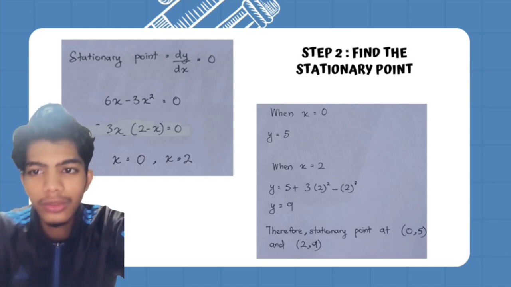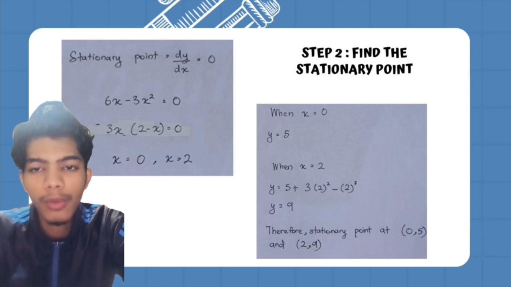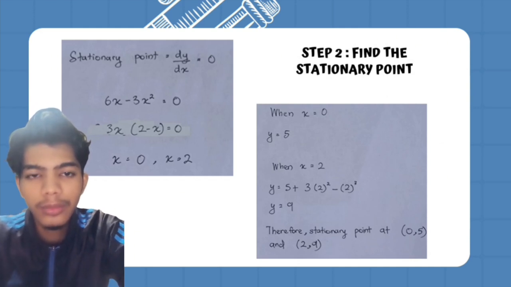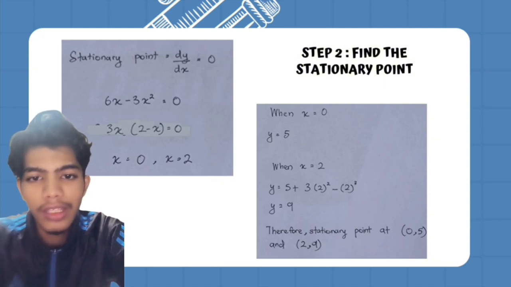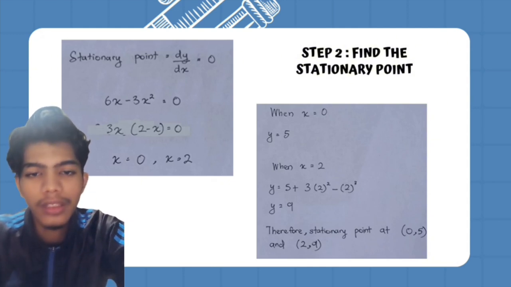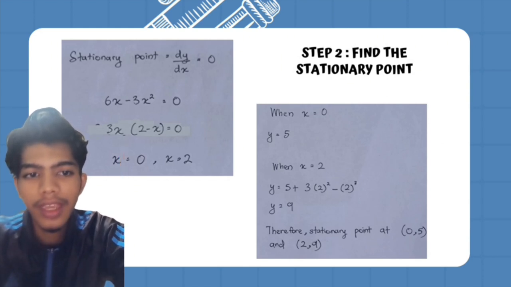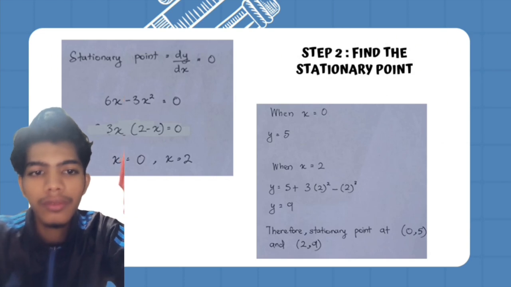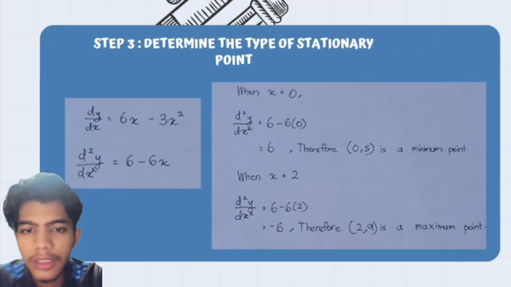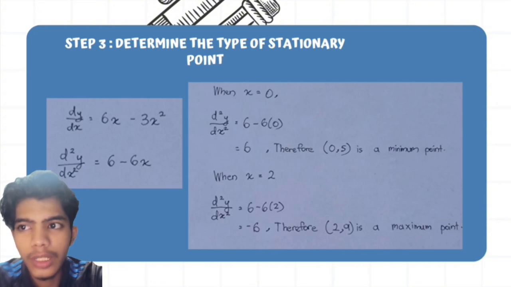Next, we need to substitute x in the equation 5 plus 3x power 2 minus x power 3. When x equals 0, y is 5. When x equals 2, y is equal to 9. Therefore, the stationary points are at (0, 5) and (2, 9). Next is step 3. We have to determine the type of stationary point, whether it is a maximum point or minimum point.